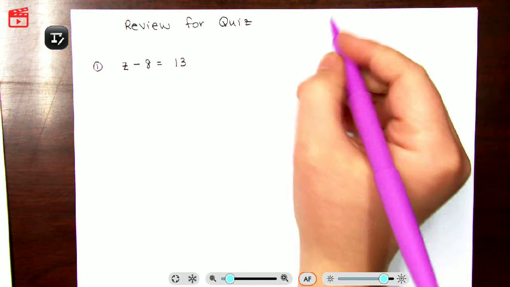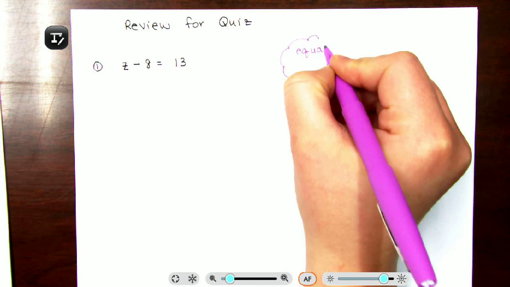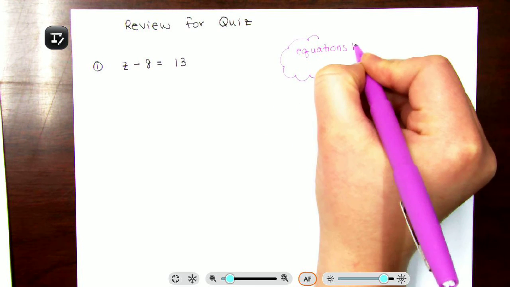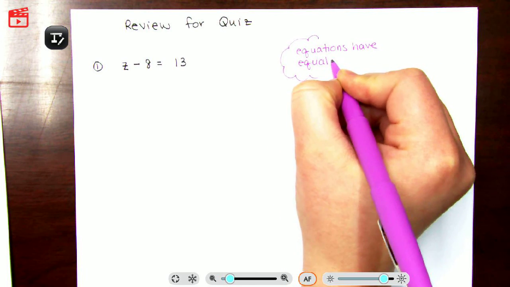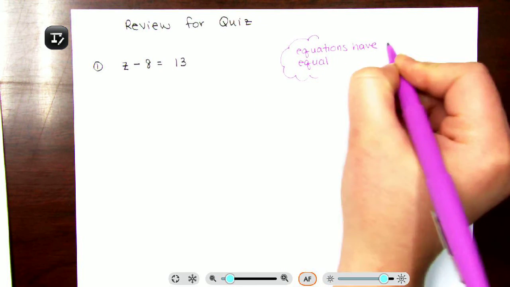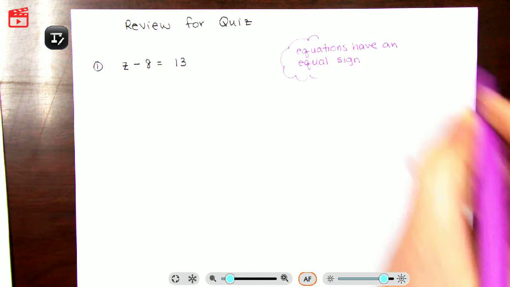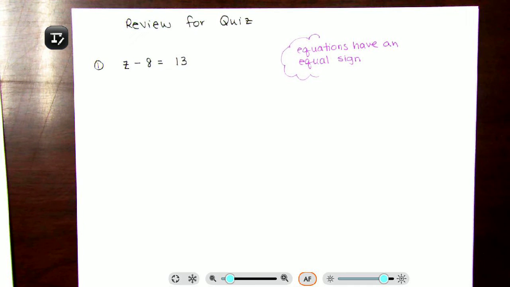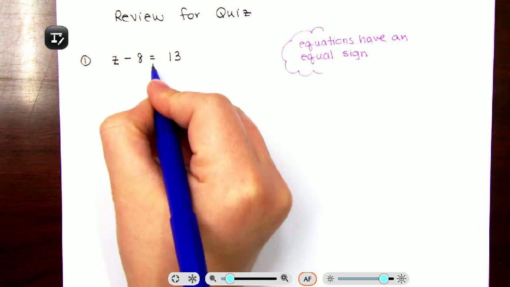So here's our thinking bubble. Equations have equal signs. If it doesn't have an equal sign, it is not an equation and we cannot solve it. We can only simplify it. All right, so step number one always is draw a dotted line.